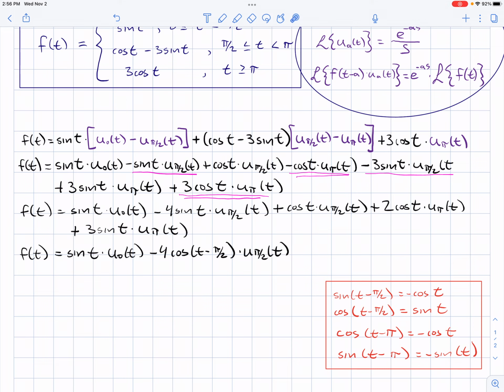And then similarly, cosine of t, we need it to be in terms of t minus pi over 2. I don't know if it's cosine. I think we're going to have to substitute that in, right? So negative cosine is the same as sine of t minus pi over 2, so we can rewrite that as minus sine of t minus pi over 2 times u sub pi over 2 of t.